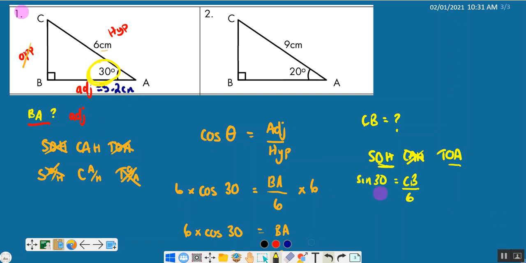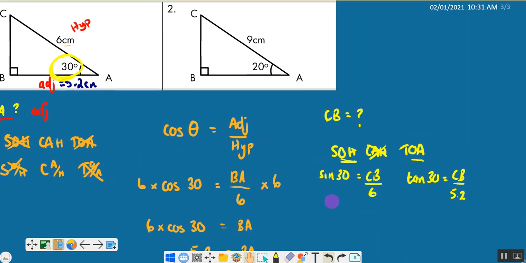So you'll either have sine 30 is CB over 6, or you'll have tan 30 equals CB divided by 5.2. Either or. Right, because 5.2 is the adjacent, yeah, opposite over adjacent. Okay.